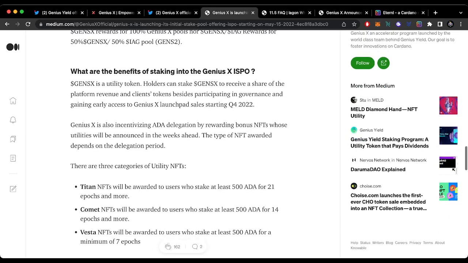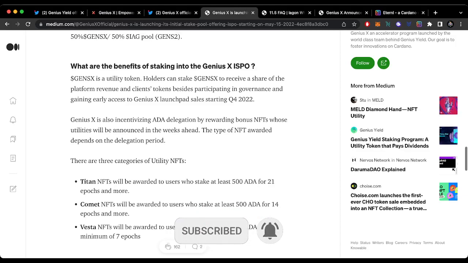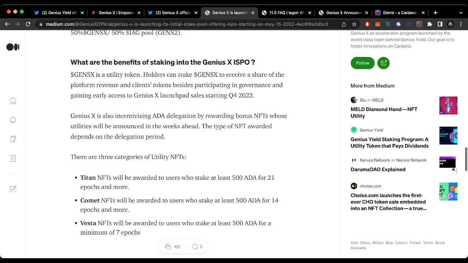Now, what are the benefits of staking into this pool? Gens X is a utility token. Holders can stake Gens X to receive a share of the platform revenue and clients' tokens, besides participating in governance and gaining early access to the Genius X launchpad sales starting in Q4 2022. Now, I'm interested in that part, gaining early access to launchpad sales, because as I've talked about, guys, with a lot of projects that I've found in the past, participating in those launchpad sales, in those pre-sales, in those ISOs is where you're going to make your biggest bang for your buck if the project does well.